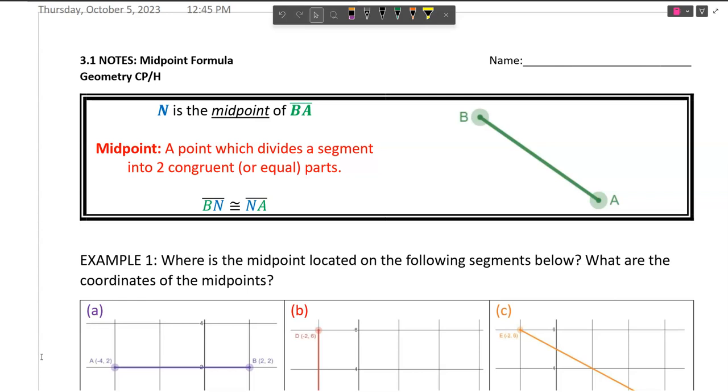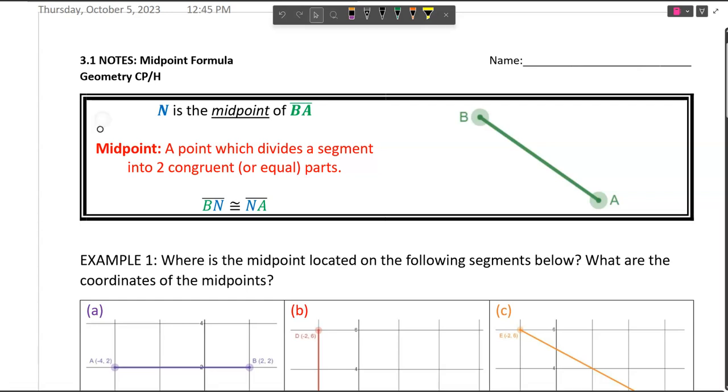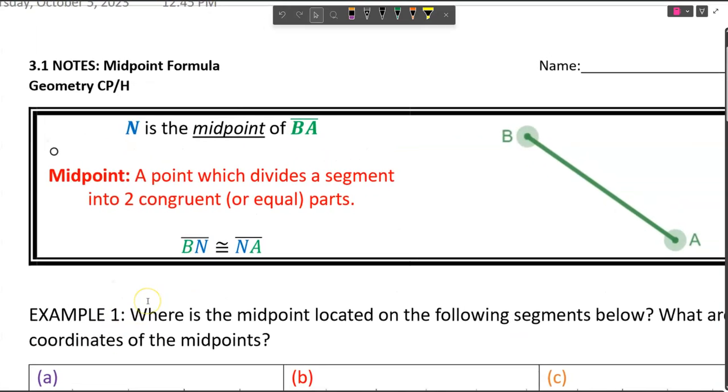And coming into this lesson, hopefully at this point we've talked about midpoint in class when we were using the segment addition postulate in our prior unit. So just a quick reminder of what that is before we start talking about the midpoint formula as it pertains to the coordinate plane. So up top here, N is the midpoint of BA.